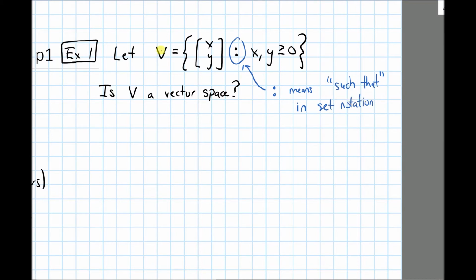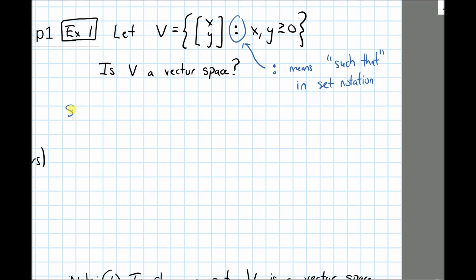So the way I read this is V is the set of vectors x that have two entries, x and y, such that x and y are both greater than or equal to 0. And the question is, is V a vector space? Okay, so how do we solve this?